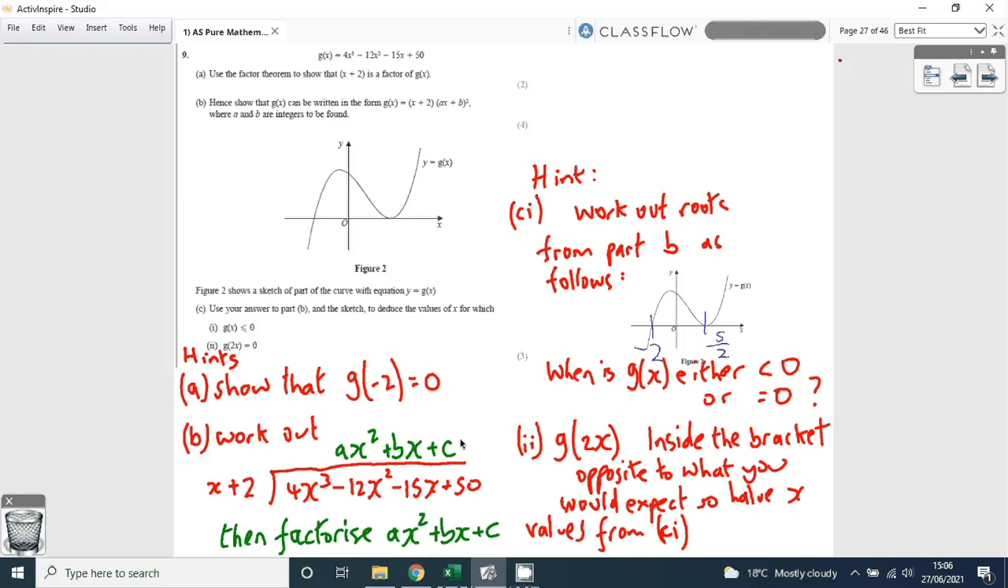And you'll end up with this quadratic. Then once you've got that quadratic, factorize it and you will find that it is a repeated bracket in the form of ax plus b. So we're going to have a repeated bracket when you factorize that. Now for part C, from part B you've got your two brackets, so you can work out your two solutions.